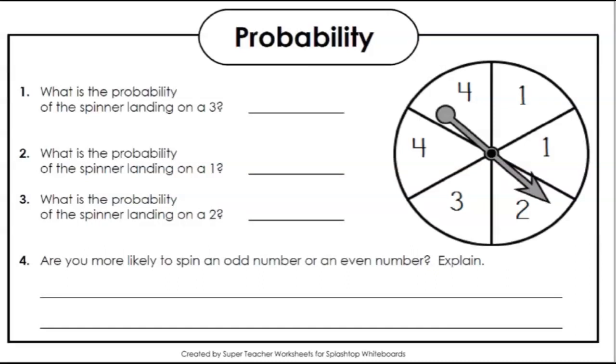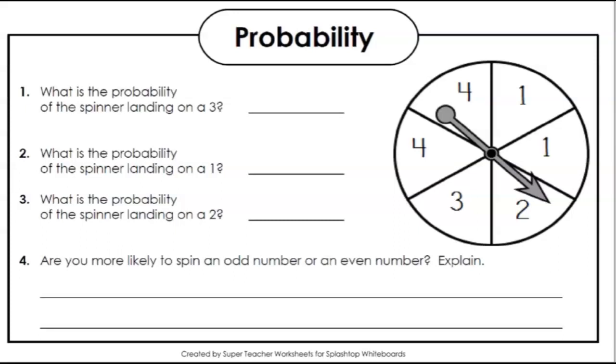The first question asks, what is the probability of the spinner landing on a 3? So let's look carefully at the spinner. How many pieces have a number 3 in them? Only 1. So there's only one little section that gives me a chance of landing on a 3. It's not impossible.